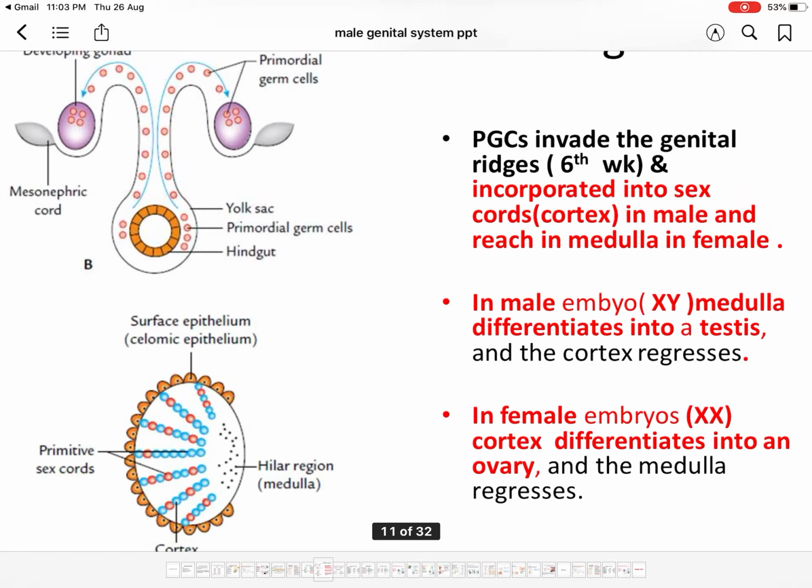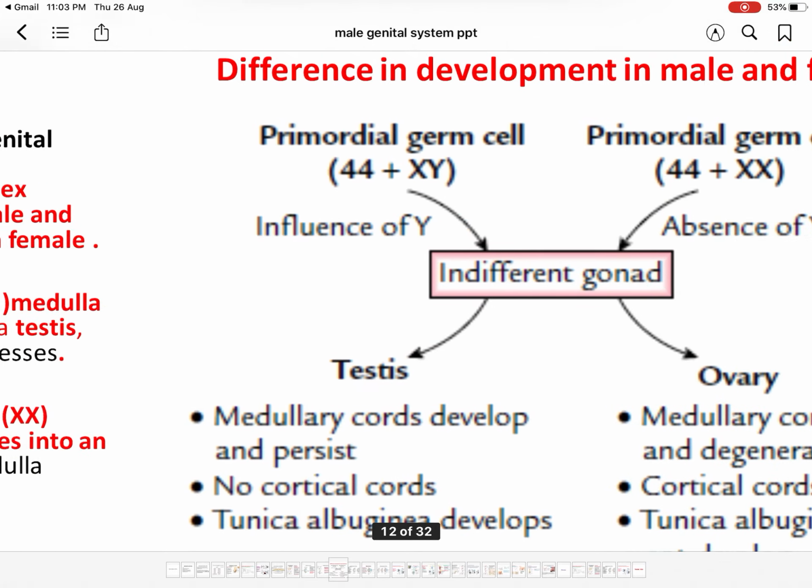But in the case of females, there is a difference: the cortex will develop into the female gonad, that is the ovary, and the medulla will regress. जबकि मेल में क्या होता है कि cortex regress होगा और medulla will form the testes. Okay, so this difference is important.